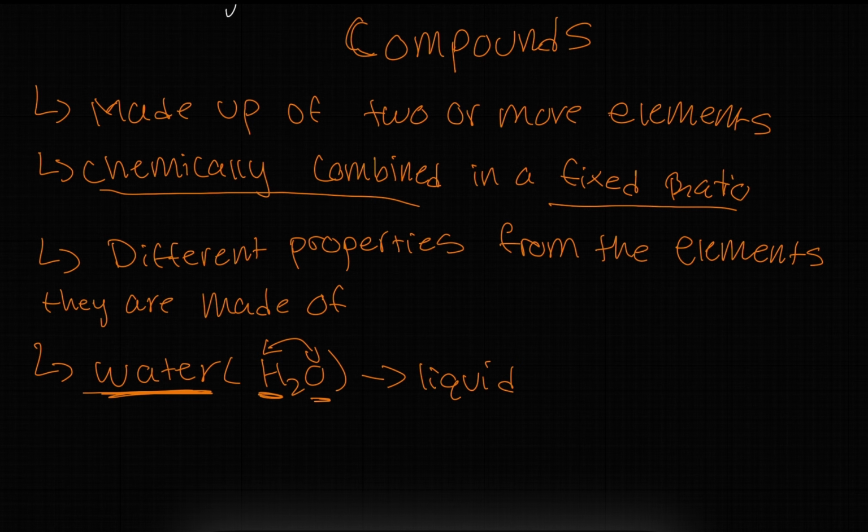So let's take sodium chloride, NaCl, for example. It is table salt, right? Made of sodium, which is a reactive metal, and chlorine, a poisonous gas. So, chlorine, which is a poisonous gas, how could it be table salt? Because it has completely different properties than the original elements.